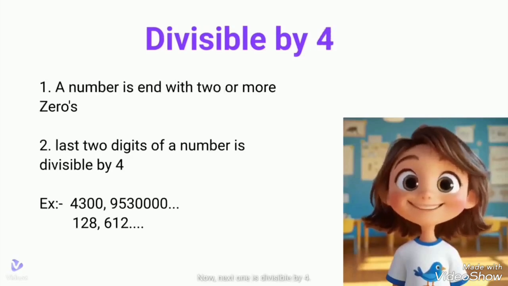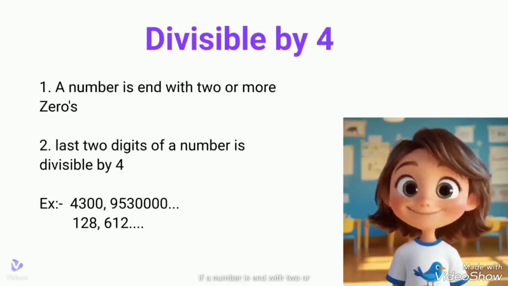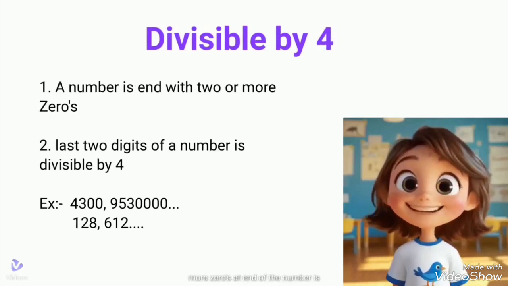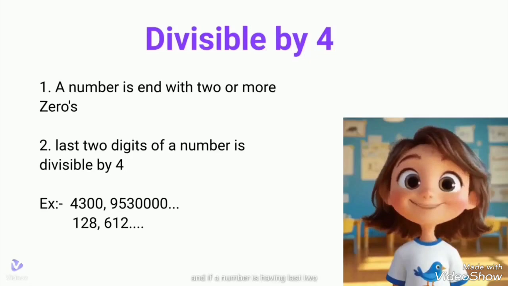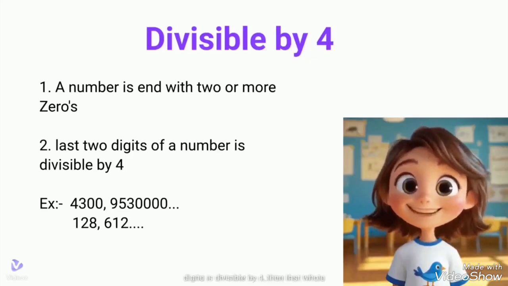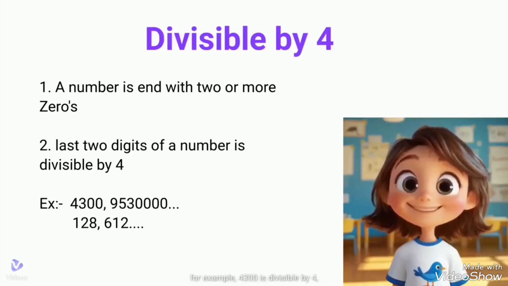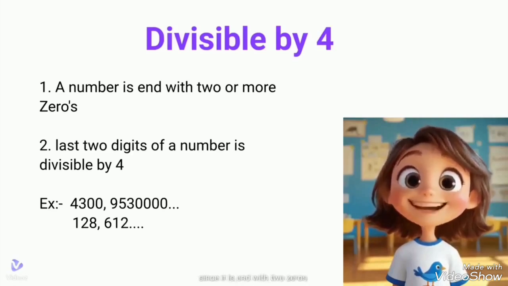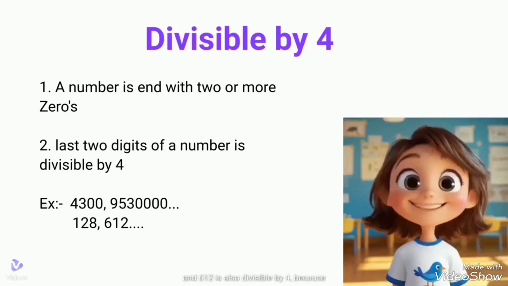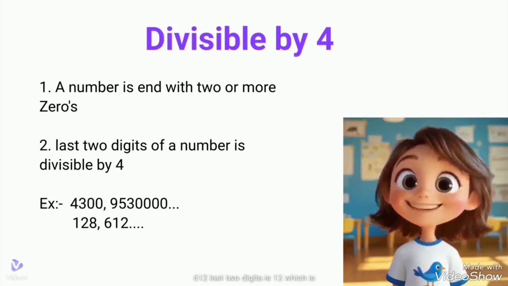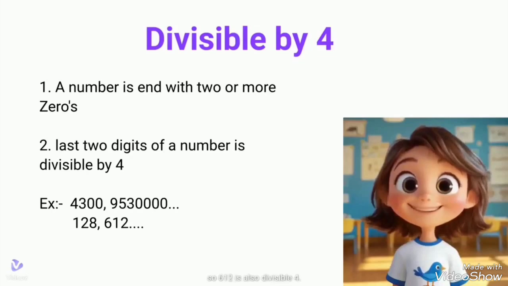Now, next one is divisible by 4. If a number ends with 2 or more zeros, it is divisible by 4. And if the last 2 digits of a number are divisible by 4, then that whole number is divisible by 4. For example, 4300 is divisible by 4, since it ends with 2 zeros. And 612 is also divisible by 4, because its last 2 digits are 12, which is divisible by 4. So 612 is also divisible by 4.